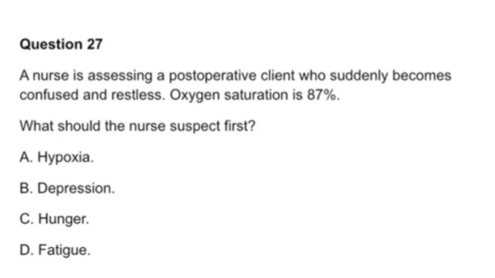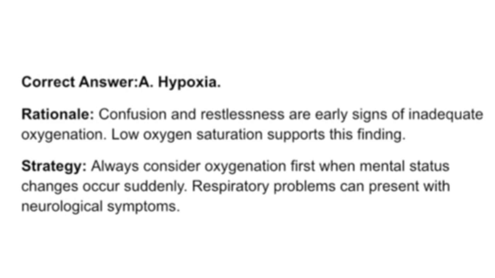Question 27. A nurse is assessing a postoperative client who suddenly becomes confused and restless. Oxygen saturation is 87%. What should the nurse suspect first? A. Hypoxia. B. Depression. C. Hunger. D. Fatigue. Correct answer.